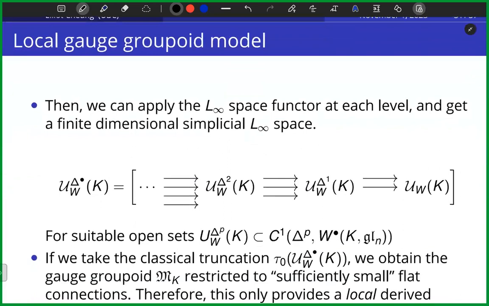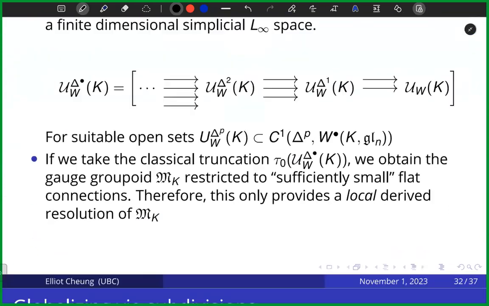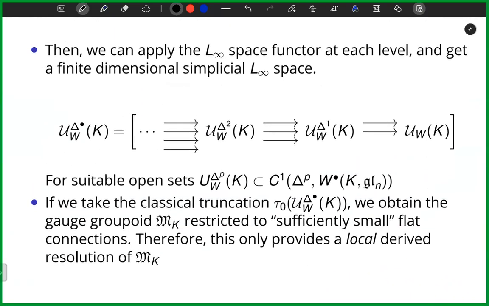So now if we take the classical truncation of this thing, we actually do get the gauge groupoid restricted to sufficiently small flat connections, accounting for this open set that we have to pick. So this is some sort of local derived resolution of the original quotient.